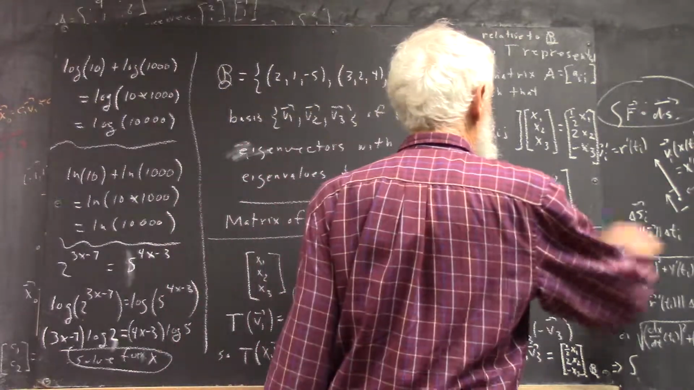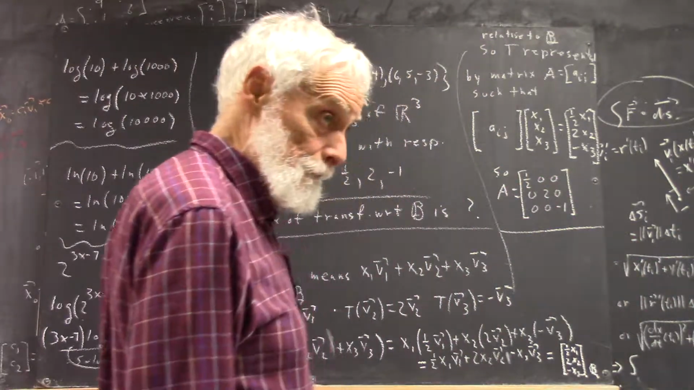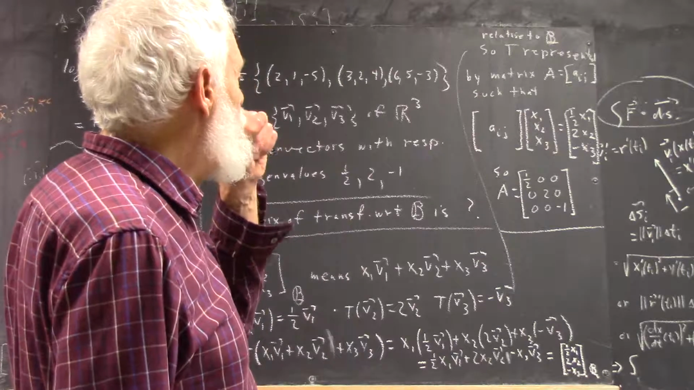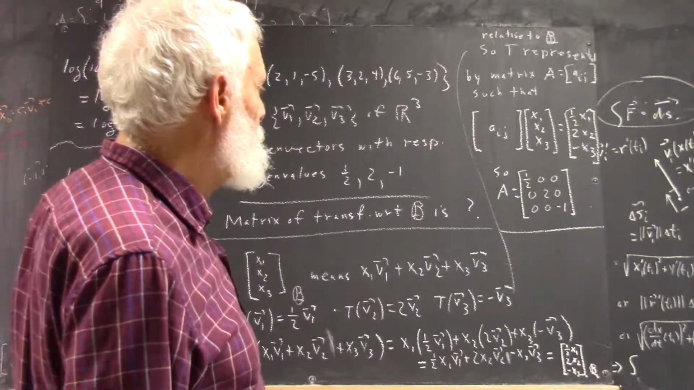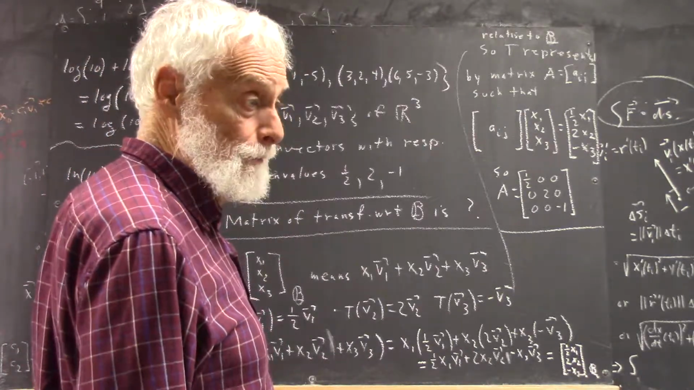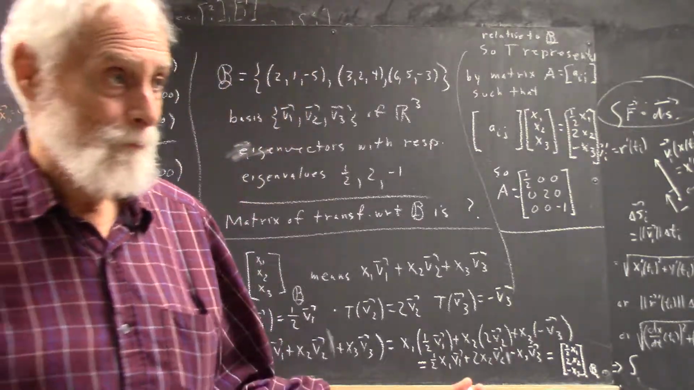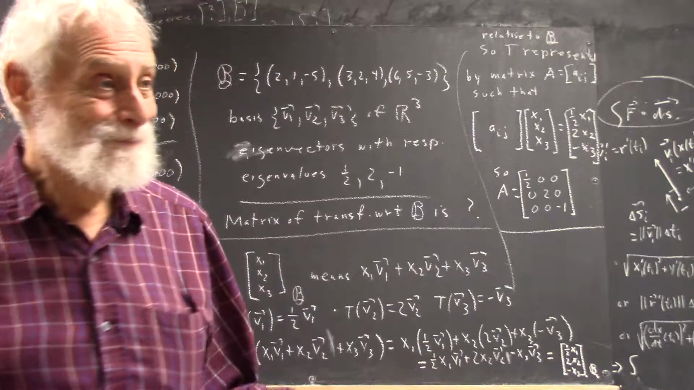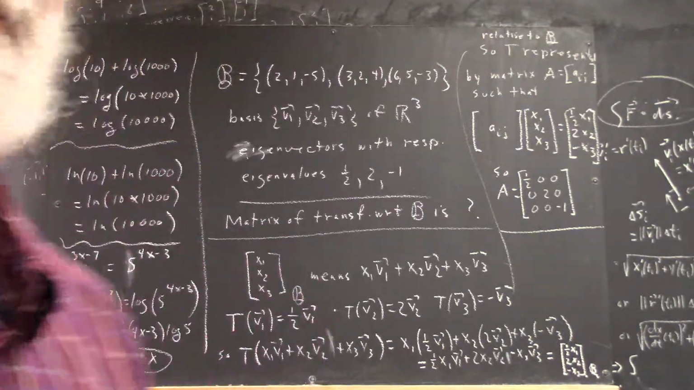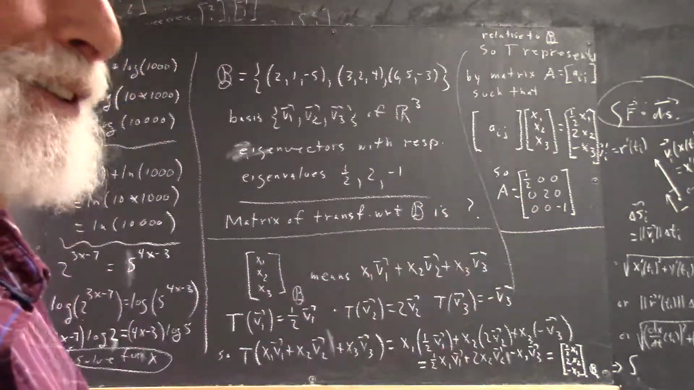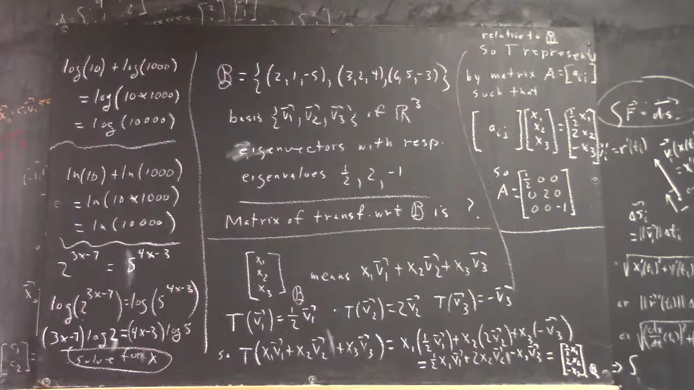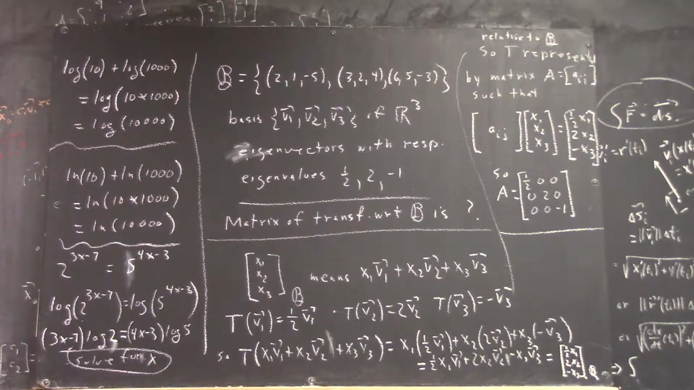So A is the matrix with respect to the basis B. What would the matrix be with respect to the standard basis? You did it in your homework. But we're in a context here, so we have to adapt to the context.